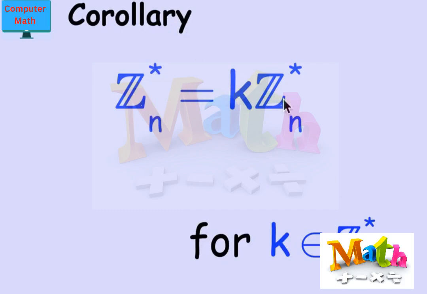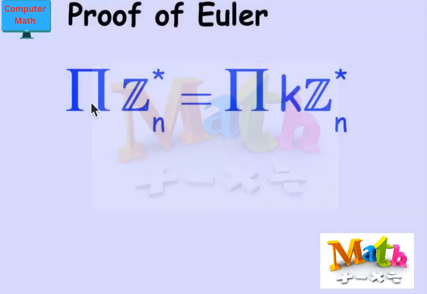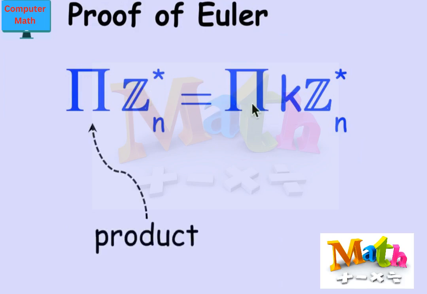And now we're on the brink of proving Euler's theorem, because what I want to do is say, look, these two sets are the same. Let's multiply all the elements on the left together and multiply all the elements on the right together. Let's take the product of those elements. So let's take the product of Zn star and compare it to the product of k times Zn star. So big pi here is indicating the product of all of the elements in this set, the product of all of the elements in this set.